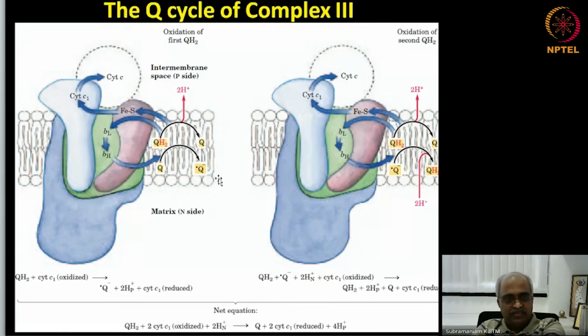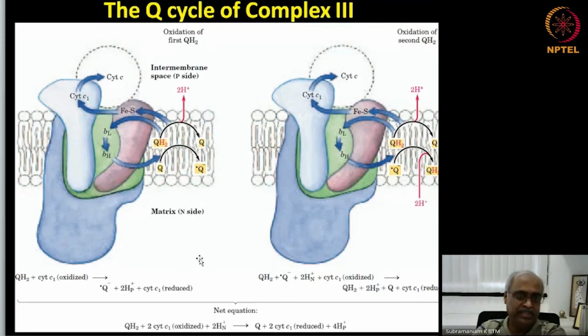Now in the second step, a second reduced ubiquinol binds. From there, again one electron via this route goes to cytochrome C, so the second cytochrome C is reduced. The other electron goes back to the semiquinone radical produced in the oxidation of the first molecule of QH2, which is now reduced to QH2. The end result is one QH2 becoming Q. We have actually taken two QH2 but returned one of them back. So 4 protons are taken from the matrix, 2 get used for this and only 2 are pumped out. This is the Q cycle.